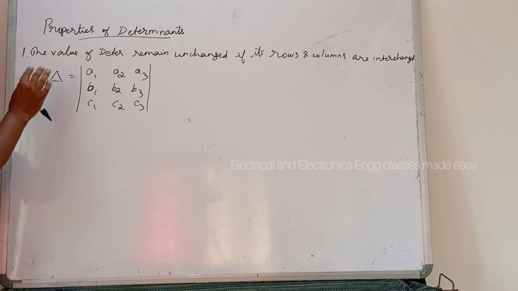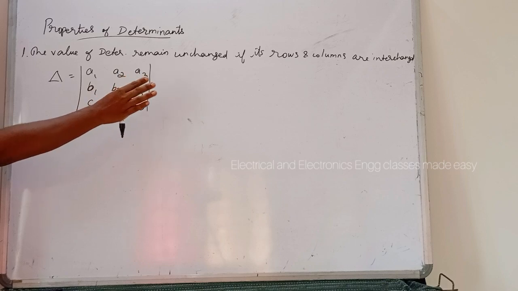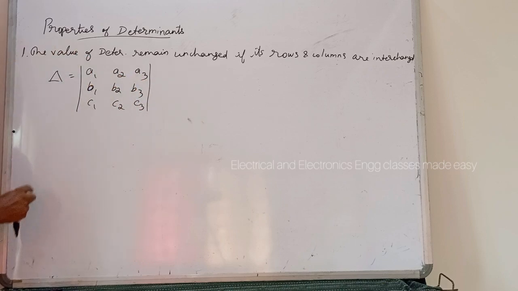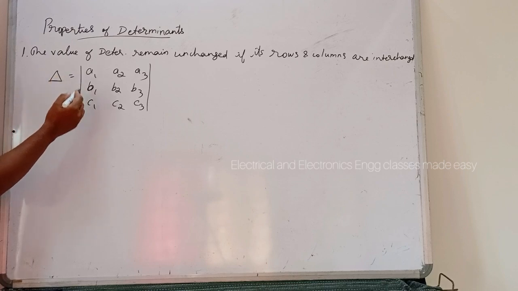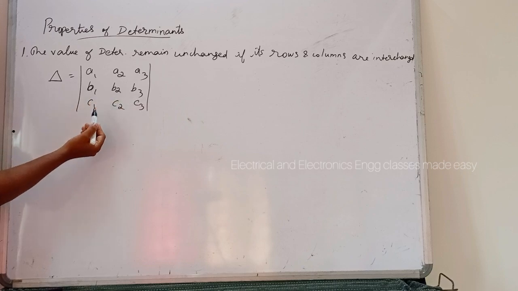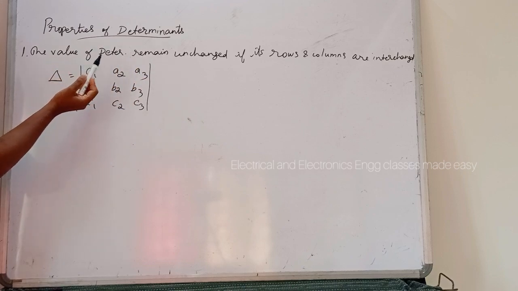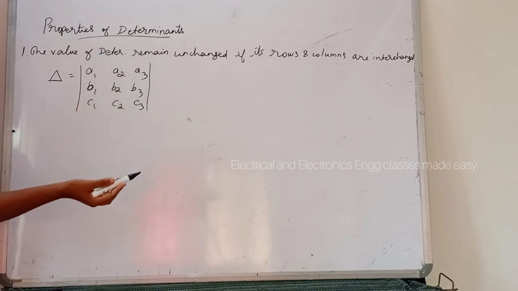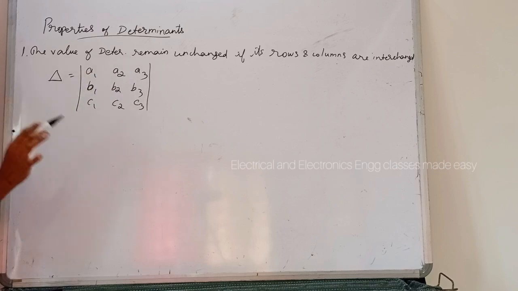First one is the value of determinant remains unchanged if its rows and columns are interchanged. For example, delta is equal to determinant of A1, A2, A3, B1, B2, B3, C1, C2, C3. So, the first property is if we interchange the rows and columns, then the value of determinant is not changed.